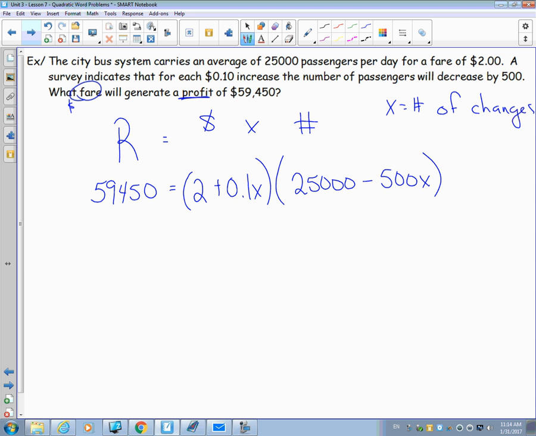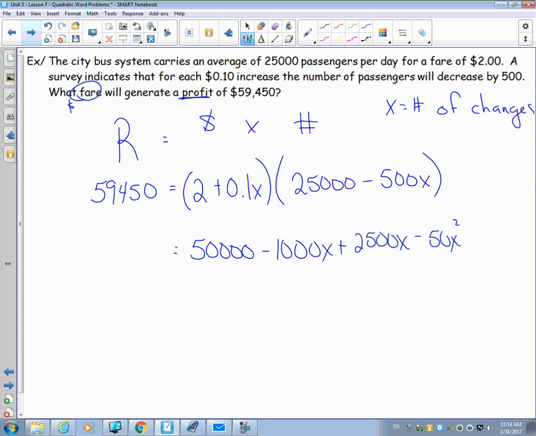So standard form equal to 0. On the right side I'm going to FOIL. So 2 times 25,000 is 50,000. 2 times 500, 1,000x. We're just doing regular old FOIL. 0.1 times 25,000 is 2,500. And 0.1 times 500 is minus 50x squared.